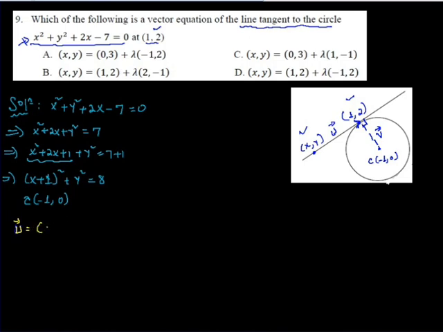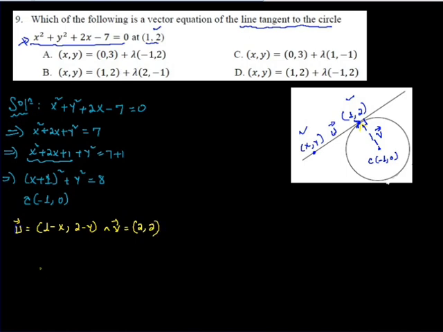So u is a vector with entries 1 minus x, and the second entry is 2 minus y. This is vector u. And vector v is a vector whose initial point, you can make the initial point at the center and the terminal point at the point of tangency. Therefore it becomes 2, 2 is vector v.